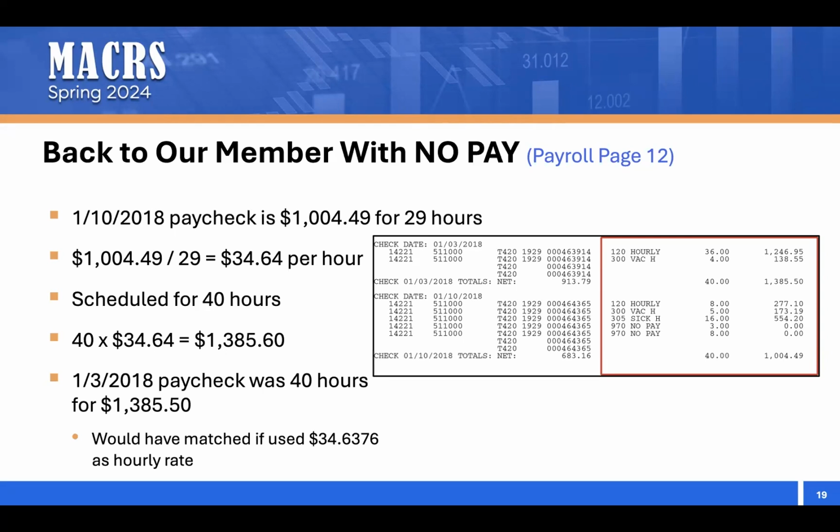It's $34.64. If you multiply that by 40 hours, you come up to 1385.60. If you look at the check before the one with no pay, it was 1385.50. So there's a small rounding difference because I used 2 decimals instead of partial cents. You can carry it out to 4 or 5 decimals if you really want to make sure you're getting the exact number on the prior checks. But the 1385 is what you would use when you're calculating this person's retirement.